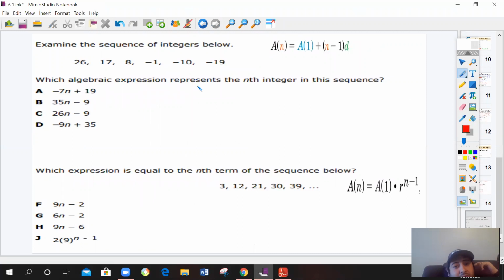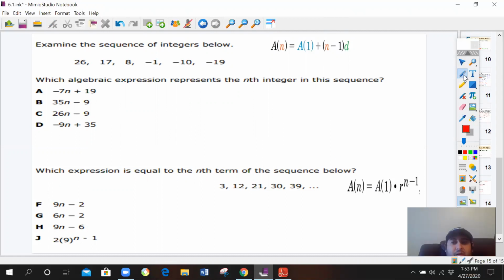All right. Here we're dealing with another type of example. Examine the sequence of integers below: 26, 17, 8, -1, -10, -19. Let's see if it's geometric or arithmetic. From here to here, it seems like it's being subtracted by 9. And from here to here, subtracting by 9. From here to here, subtracting by 9. Everything is being subtracted by 9.